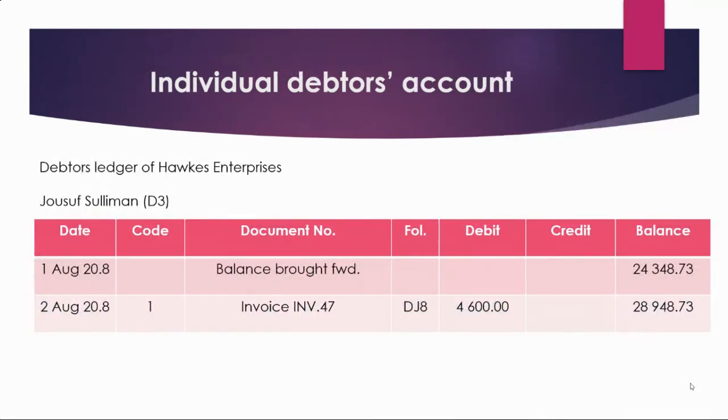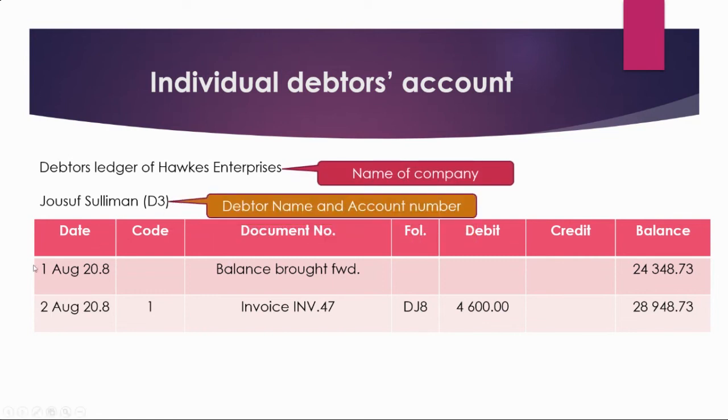Now let's quickly look at what an individual debtors account looks like. So in the first column, you have the date. So what is the date of the transaction? Now what I want you guys to note, here at the top, we write debtors ledger of the company, the enterprise. This is our debtor's name and their debtor's account number. Okay? The date is when did this transaction take place.